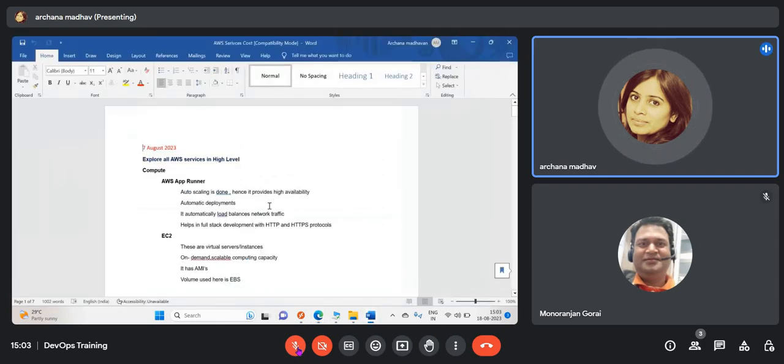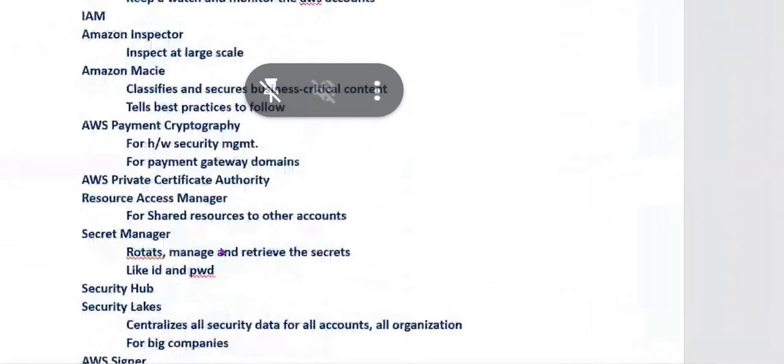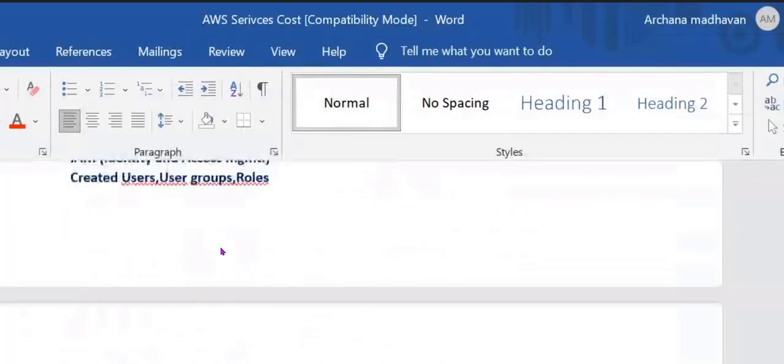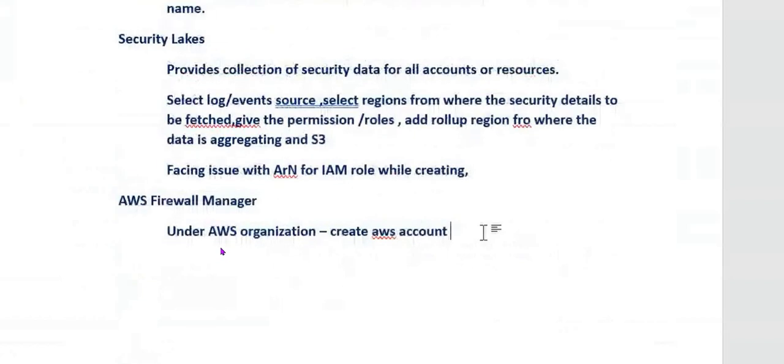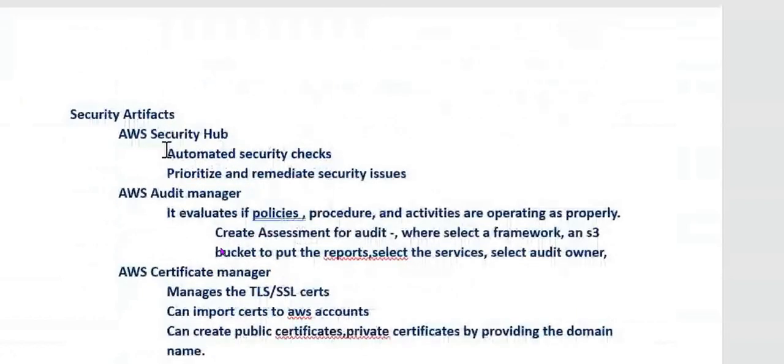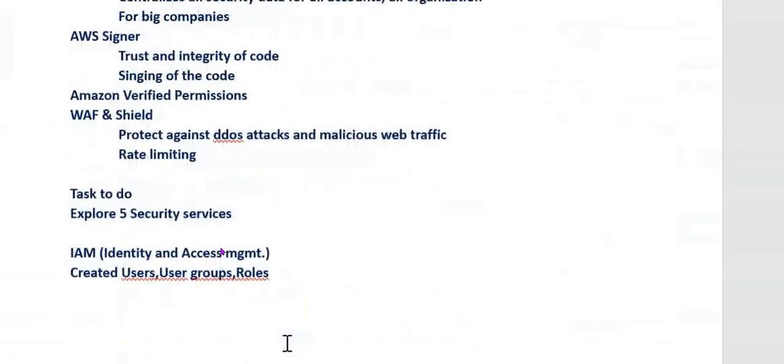Okay, so from the security services, I have created from the IAM. Here I have added IAM as well.